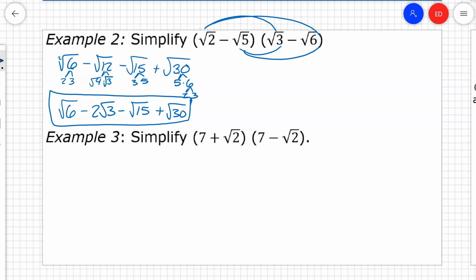All right, let's take a look at example 3. With example 3, we have those 2 binomials. We're going to go ahead and FOIL this out.